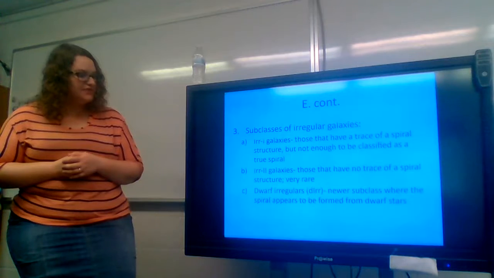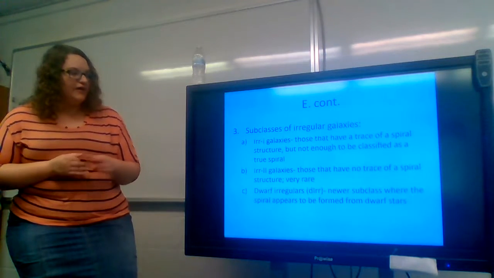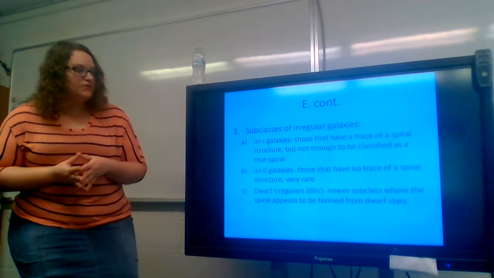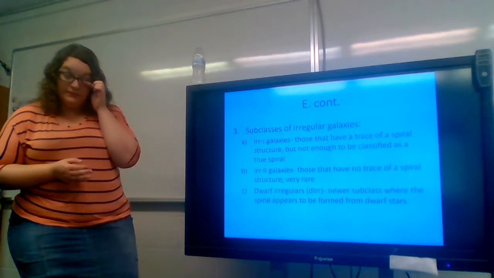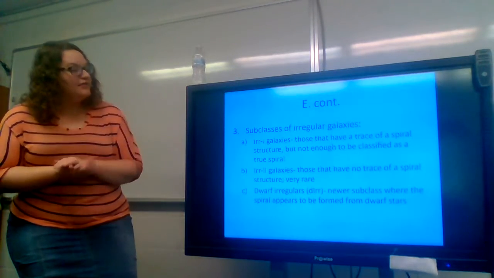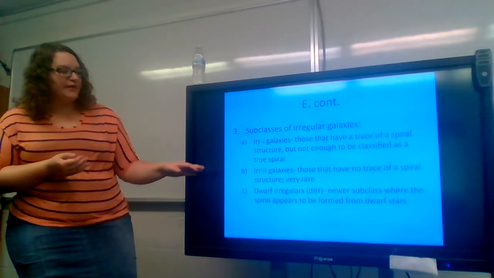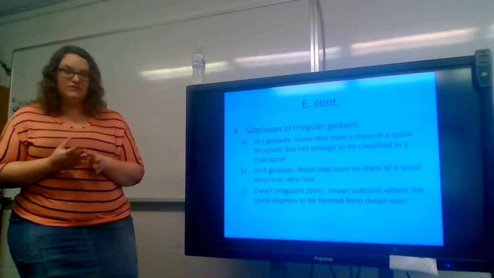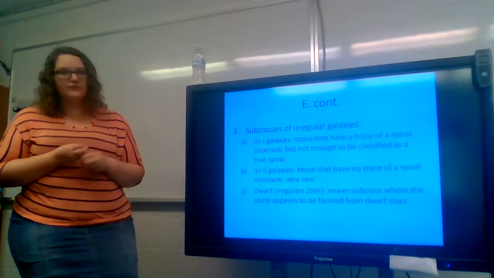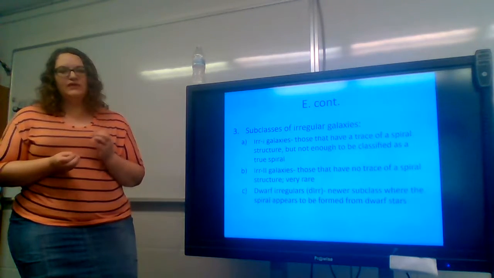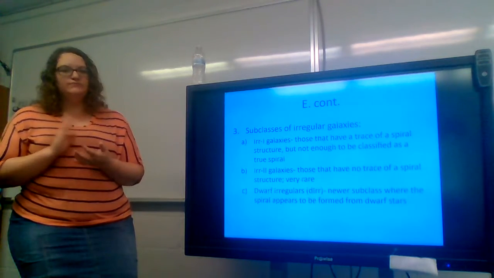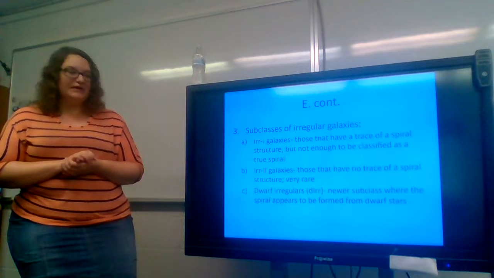Some subclasses here for you. You have IRR1 or irregular 1 galaxies. These are galaxies that have a trace of a spiral structure, but not enough to be classified as a true spiral. Okay, so it kind of looks a little bit like a spiral. If they really wanted to, they could classify it in there, but it's not quite enough. So it's put in the irregular 1 category.